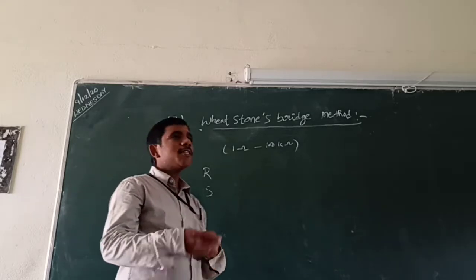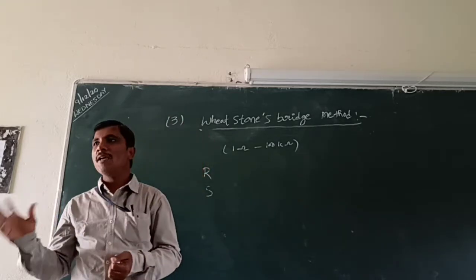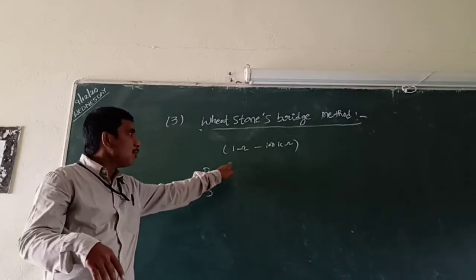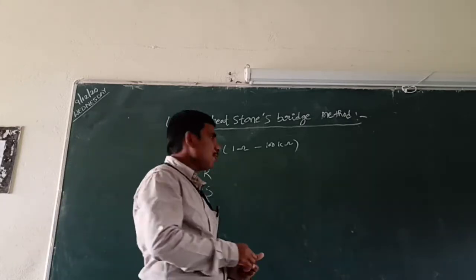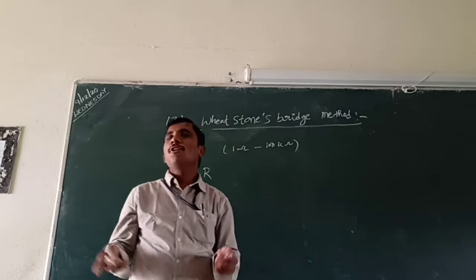The Wheatstone bridge is a versatile instrument that can be used to measure medium resistance between 1 ohm to 100 kilo ohm. It consists of four arms. Four arms are there. You know that. Four arms will be there.